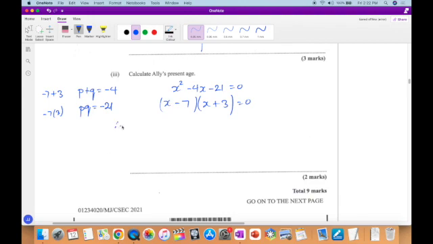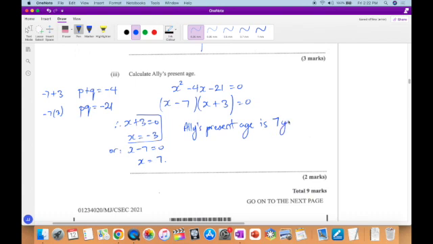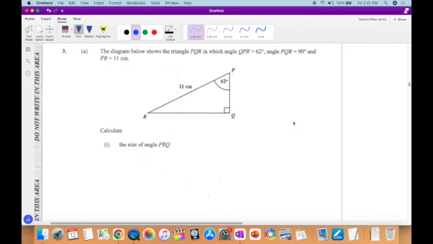And so therefore, x plus 3 is equal to 0. So x is going to be equal to minus 3, or x minus 7 is equal to 0, so x is going to be 7. And since Ali could never be minus 3 years old, means that Ali's present age is 7 years.